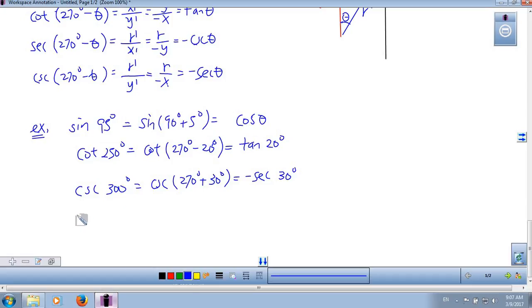Okay, let's try another one. Tangent of 344 degrees. So that's equal to tangent of 270 degrees plus what? That will be 74. Yep, 274. So that will be equal to negative cotangent of 74 degrees.